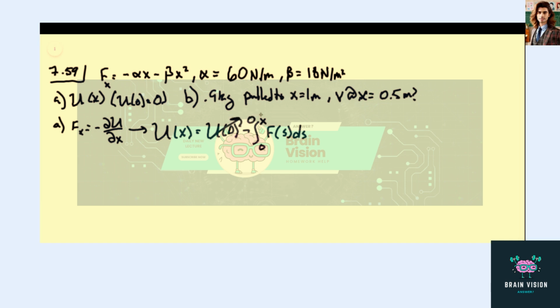We're told we want this to be 0. So this is the negative integral from 0 to x of negative alpha s minus beta s squared ds. This is equal to 1/2 alpha x squared, which you would expect because it does have the linear behavior of a spring that's then modified with the quadratic behavior. And then we have a 1/3 beta x cubed now in addition to that.